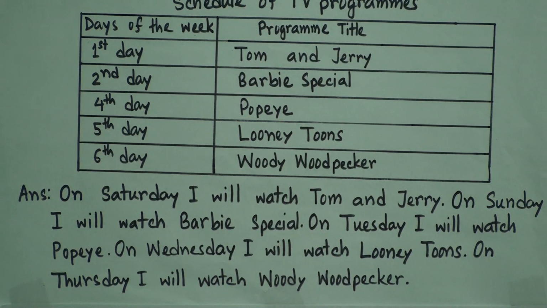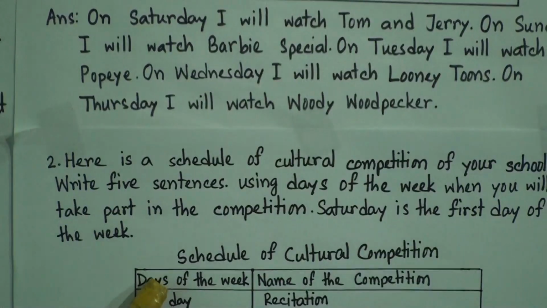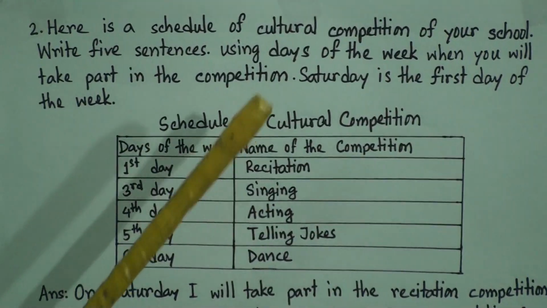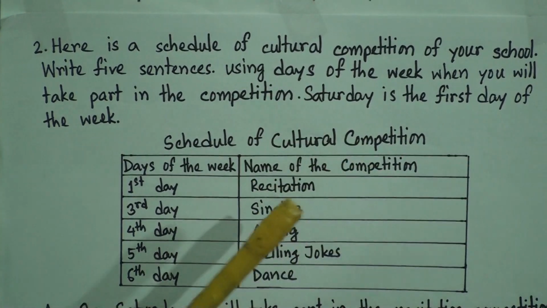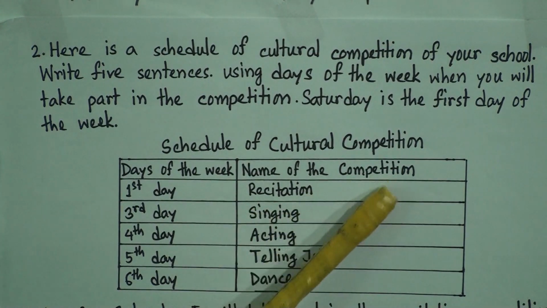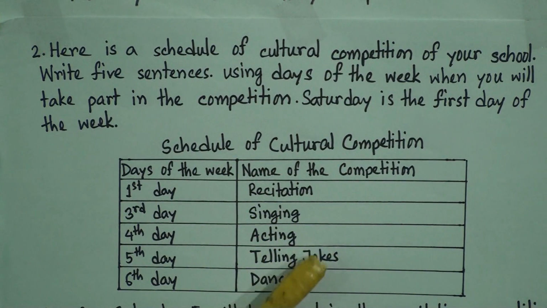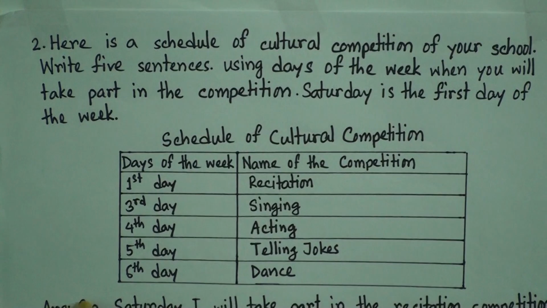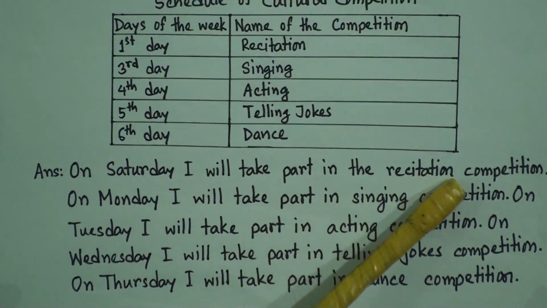Here is a schedule of cultural competition of your school. Write 5 sentences using days of the week when you will take part in the competition. Saturday is the first day of the week. So this is the schedule of cultural competition you will take part in. The first day of the week starts from Saturday, and the competitions are recitation, singing, acting, telling jokes and dance. So first day means Saturday, there will be recitation. So on Saturday I will take part in the recitation competition.